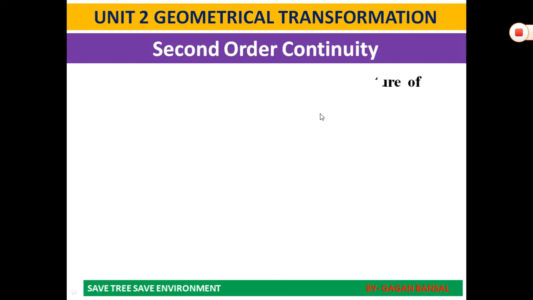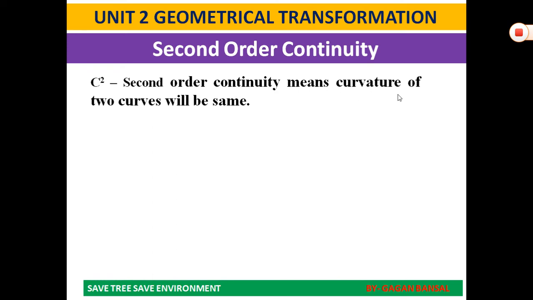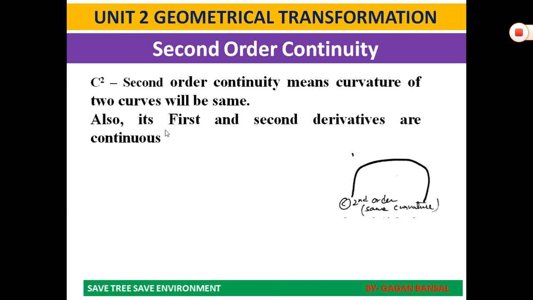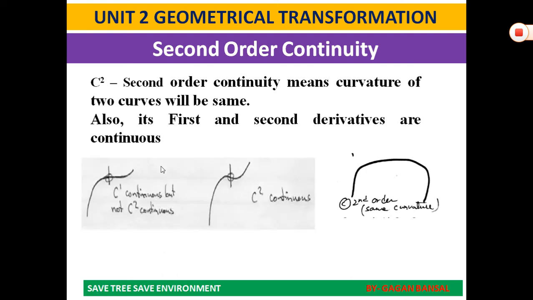Next is second order continuity. Second order continuity means the curvature of the two curves will be the same. That means when two different curves are meeting, and their curvature is also the same at the point of joint, it is known as C2 continuity. It is represented like this. This is not C square, it is C2. In second order continuity, they have the same curvature. Also its first and second derivatives are continuous, very important. See, in this one they have the same slope, that is C1 continuous, but the curvature is different, so it is not C2. Here slope is the same and curvature is also the same, so it is C2 continuous.